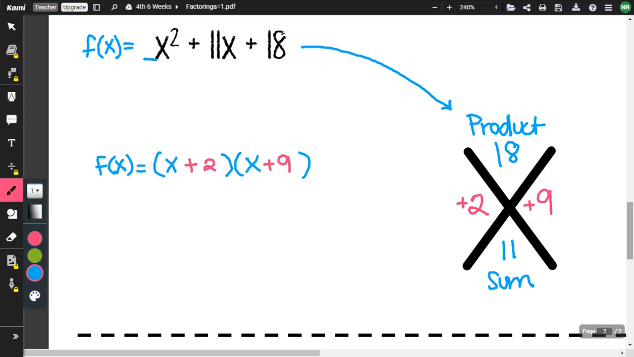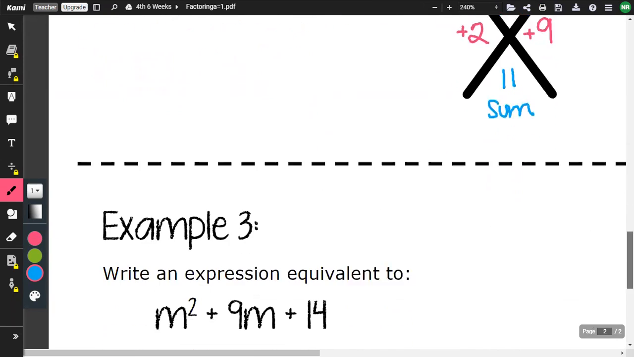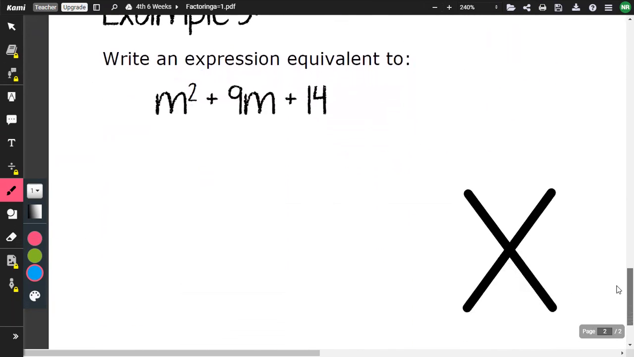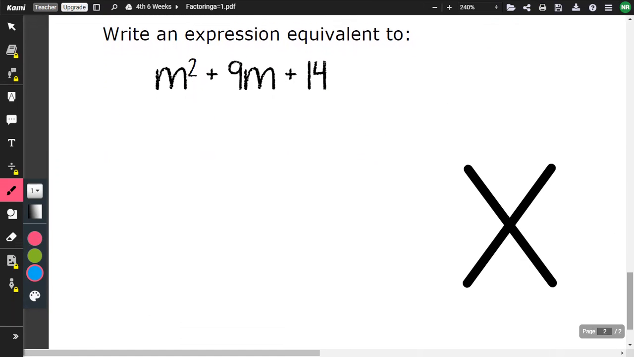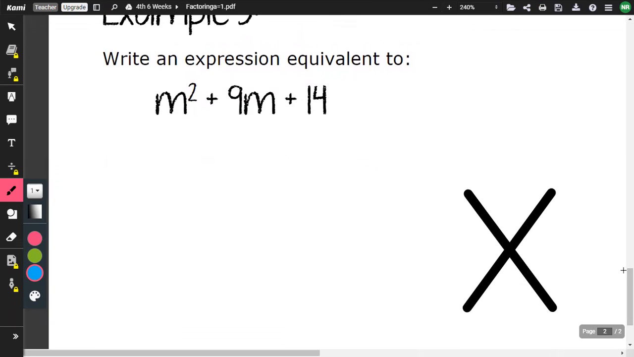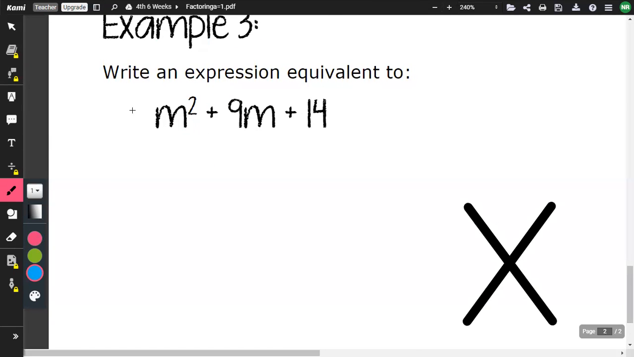Ready? All right, next one. It's always going to be the same question, write an expression equivalent, okay? We're working with the variable M. So what do you think they would throw in the front to try to throw you off? F of M, because we're using the variable M. I'm still looking in front of my squared term to see if there's a number in front, but there isn't. So I'm ready to set up my diamond.